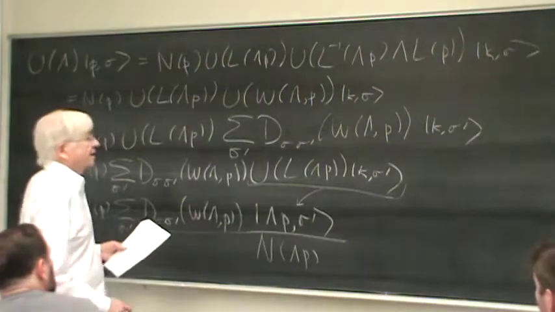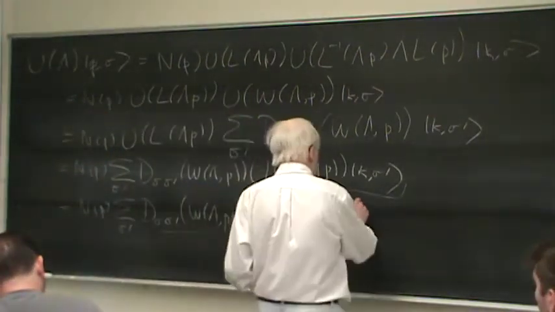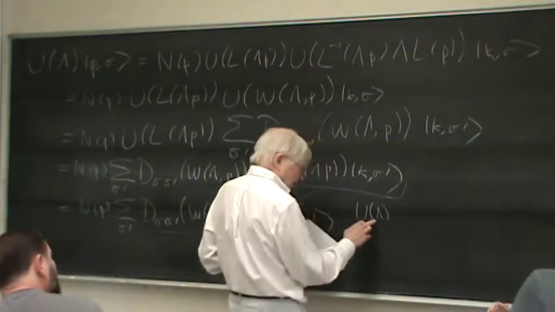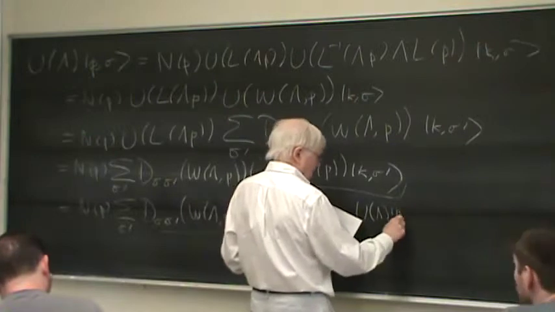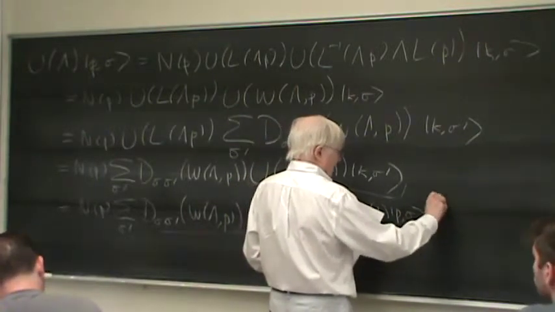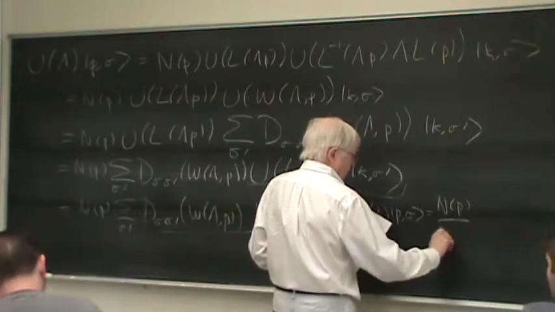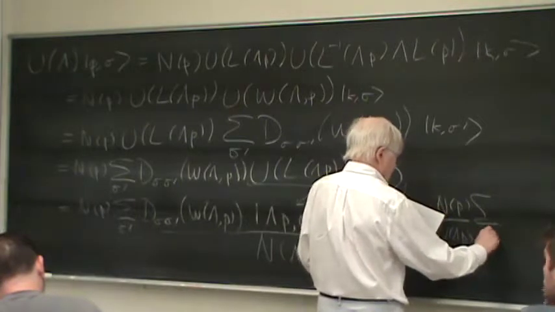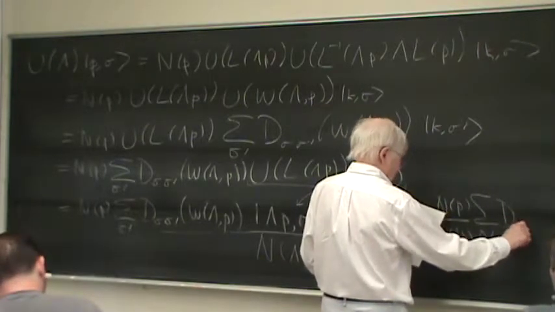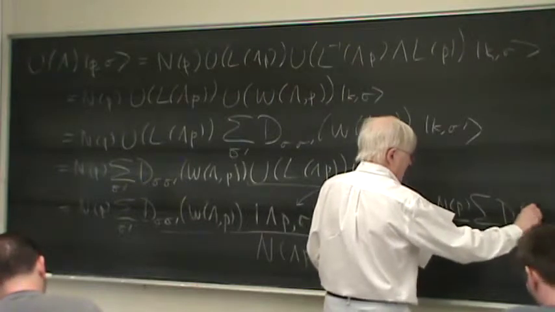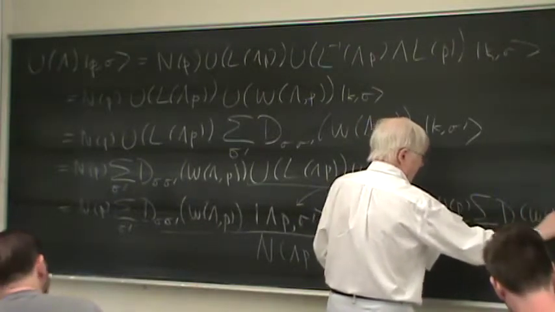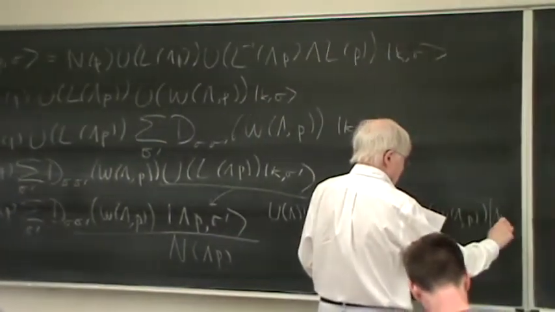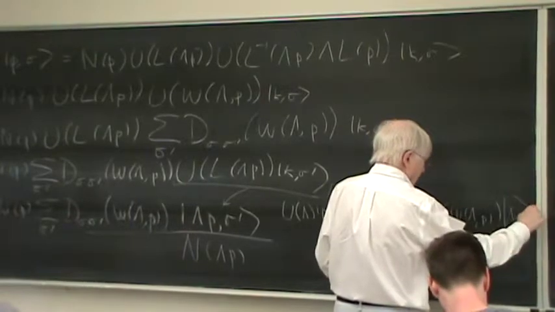So our overall equation, for an arbitrary Lorentz transformation lambda, with U of lambda the unitary operator representing the Lorentz transformation lambda, acting on P sigma is N of P over N of lambda P, sum over sigma prime, D sigma sigma prime, W of lambda and P. And then the state lambda P sigma prime.